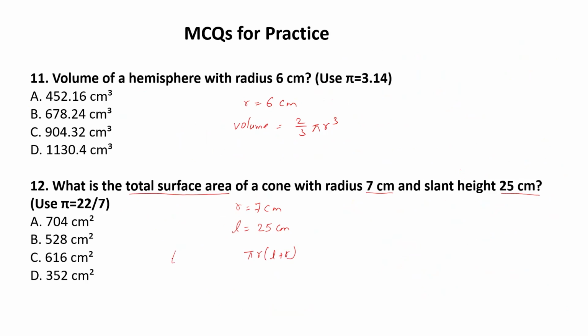This is the total surface area, right? So here you can see that r and l are given already. r and l both are given. Just plug in, and pi is given in the problem. So you just have to plug in, solve this basic multiplication and addition using your calculator and take the correct answer.